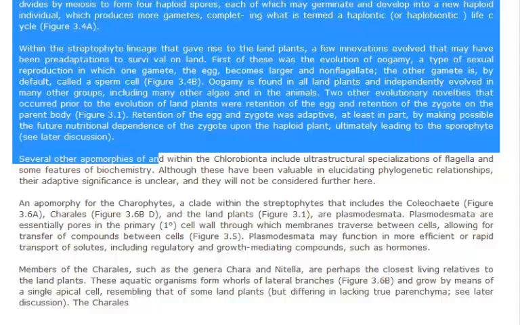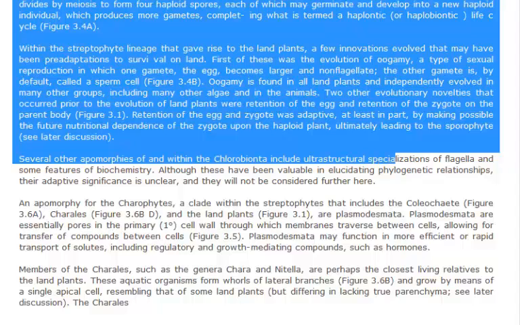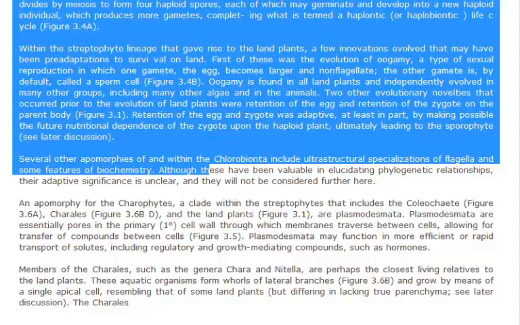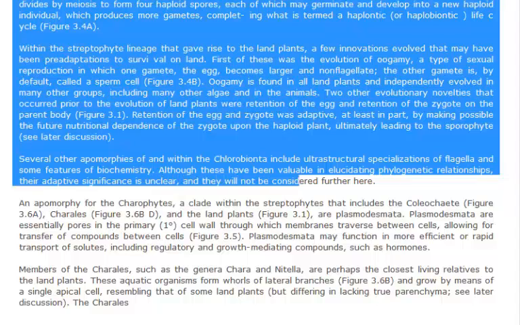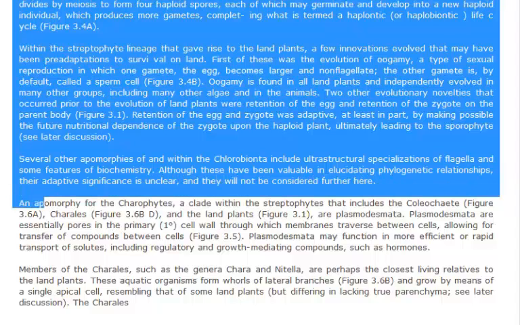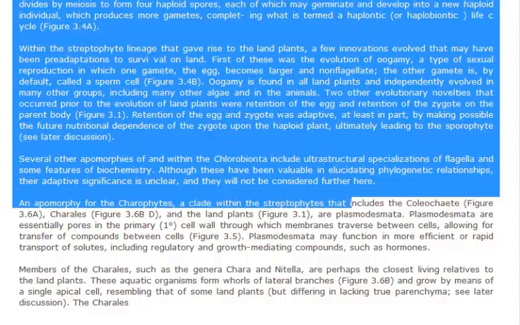Several other apomorphies of and within the Chlorobionta include ultrastructural specializations of flagella and some features of biochemistry. Although these have been valuable in elucidating phylogenetic relationships, their adaptive significance is unclear, and they will not be considered further here.